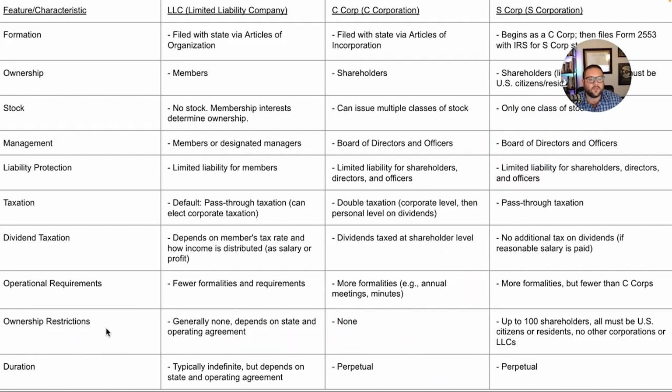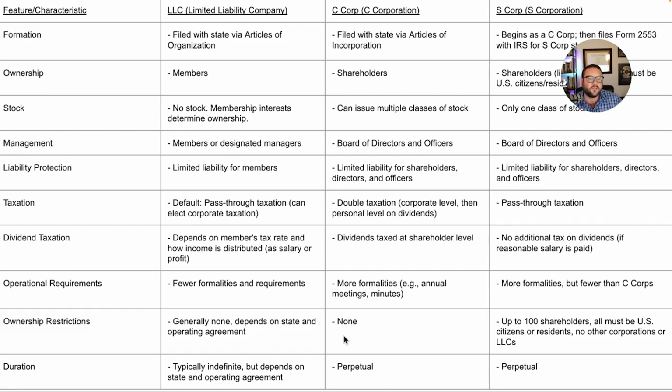And then ownership restrictions, basically LLC really doesn't have any kind of ownership restrictions. C Corp, definitely no ownership restrictions. These are the big companies to think of. People from a different country, for example, can buy shares of Apple. There's really no ownership restrictions on that. Now, the S Corp does have ownership restrictions, and that's where you have a limit of 100 shareholders, and they all have to be U.S. citizens or residents, etc.